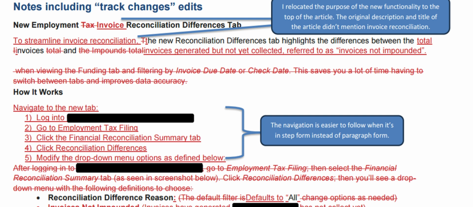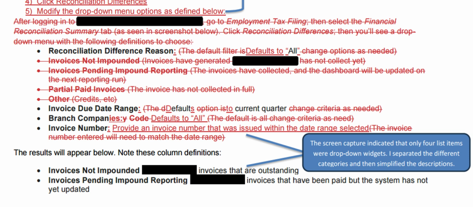And finally, the drop down menu definitions. Several of these bullets said to change criteria as needed, which felt a bit too obvious. I use my favorite key, delete. I also noticed that some of the definitions weren't about the drop down menu, they were report column definitions. I moved the report column definitions to a new section.